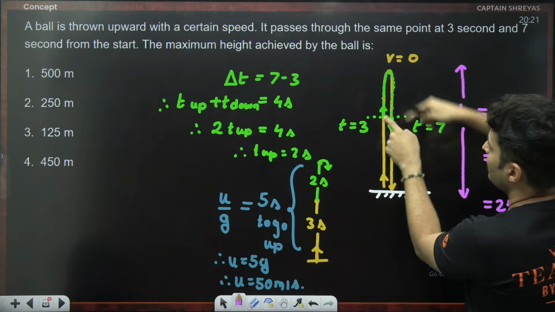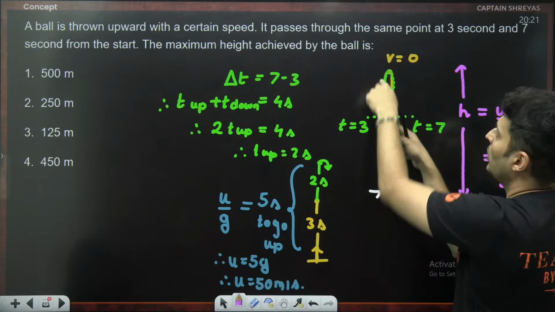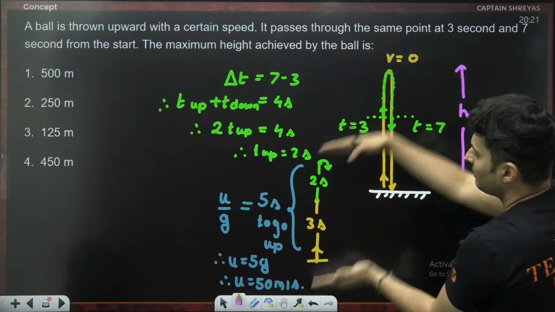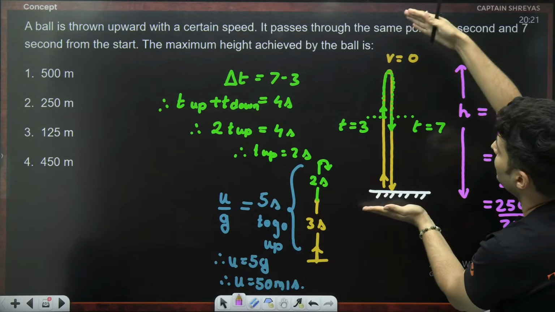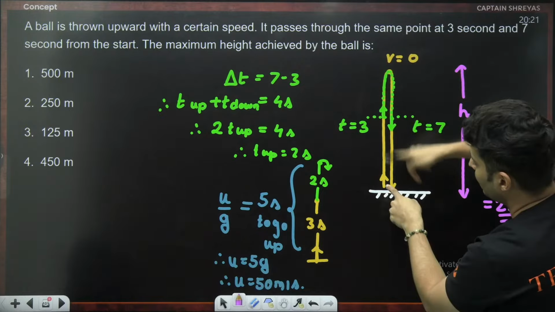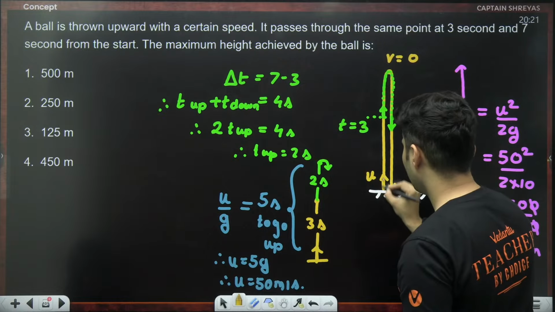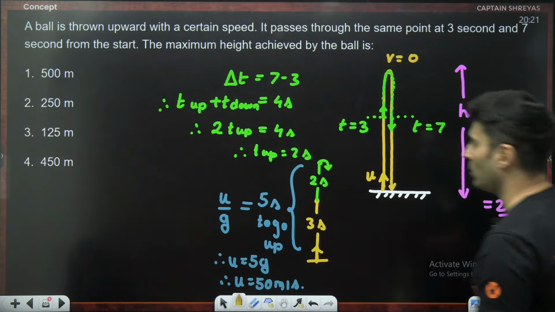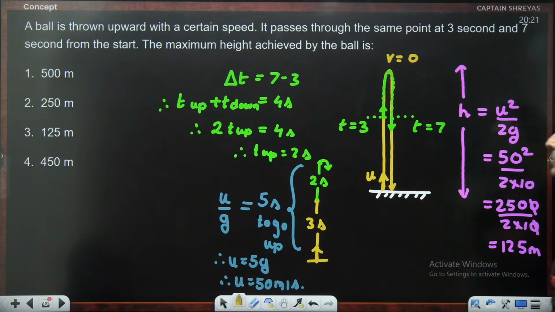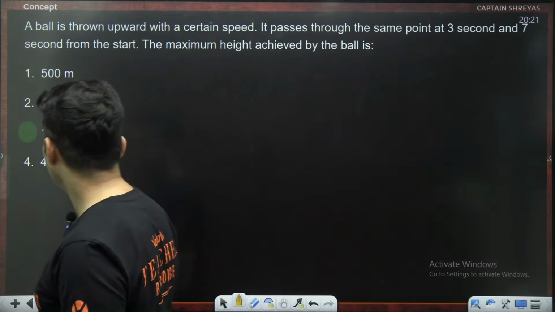So this time will be 7 minus 3, which is 4 seconds. 4 seconds is the total time. So just to go up is just 2. If this is 2, this is 3, this is 5. So for this entire upward journey, it has taken 5 seconds. I can find the speed over here. That U is basically this speed. Once I know this U, I can find the total height using the U square by 2G formula. So one thing leads to the other.